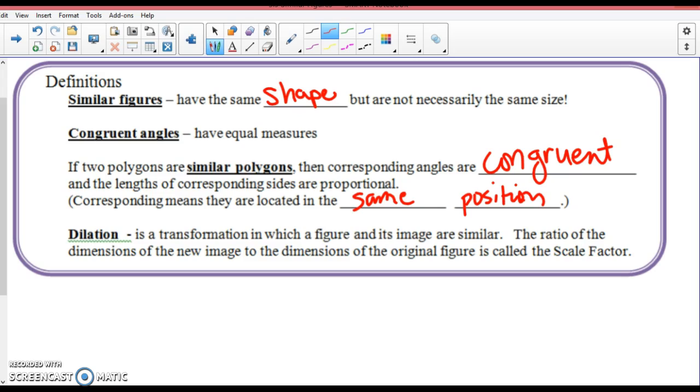A dilation is a transformation in which a figure and its image are similar. The ratio of the dimensions of the new image to the dimensions of the original is called the scale factor. Scale factor. That's the ratio.